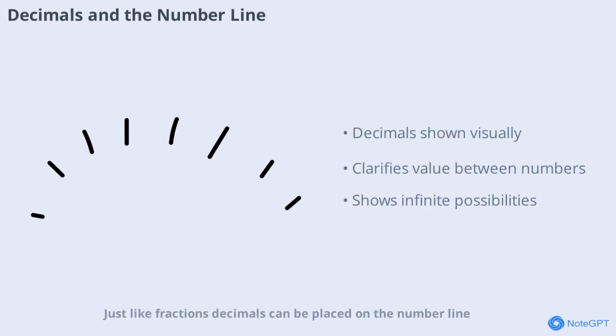Just like fractions, decimals can be placed on the number line. By dividing the intervals even further, we can show numbers like 1.5 or 2.75. This visual approach helps us understand the value of decimals and how they relate to both whole numbers and fractions. It's a practical way to see the continuity of numbers and the infinite possibilities between any 2 points.